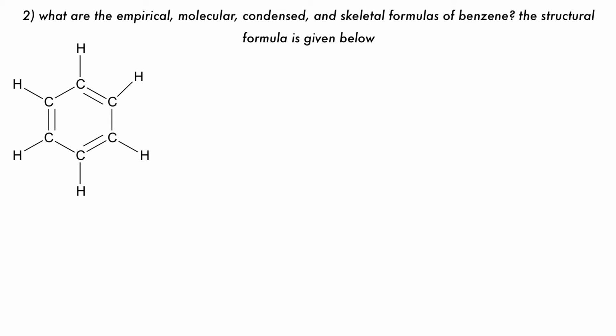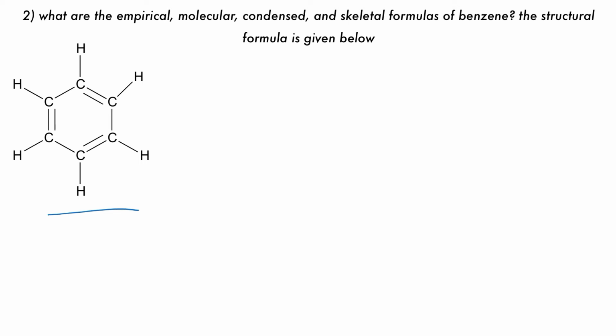So the next question then is number 2, and we're asked, what are the empirical, molecular, condensed, and skeletal formulas of benzene? The structural formula is given below. So the structural formula is here, so that's our Lewis structure already, so we don't need to worry about that. So the next thing, the easiest I guess, is just to go for the molecular formula, which will just be the total of all of the atoms which are present.